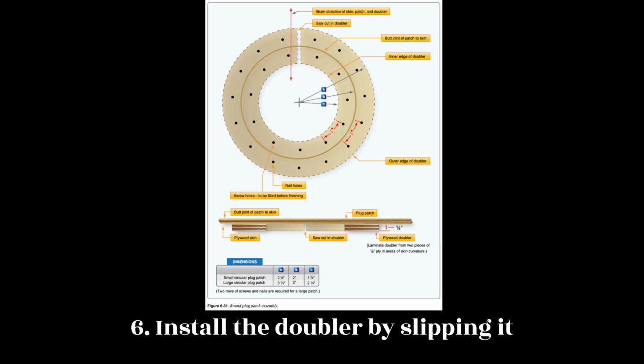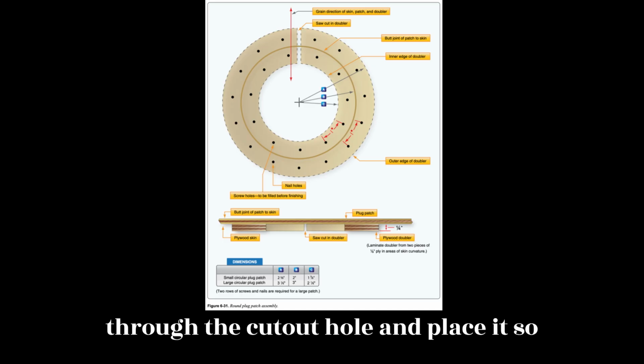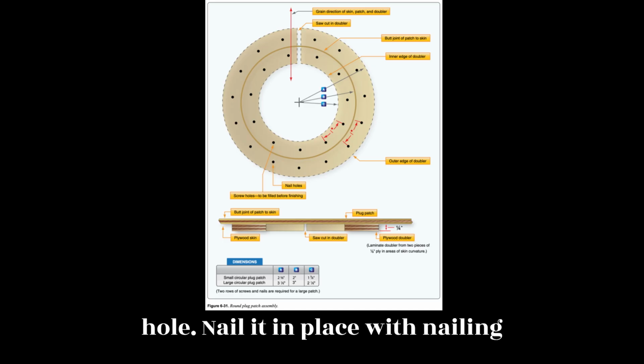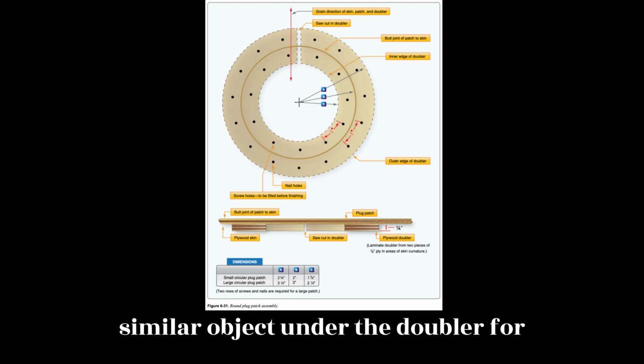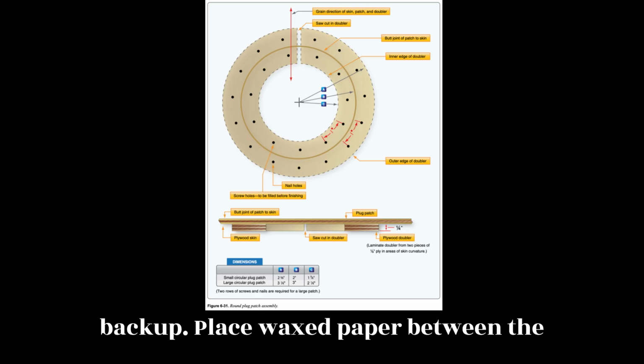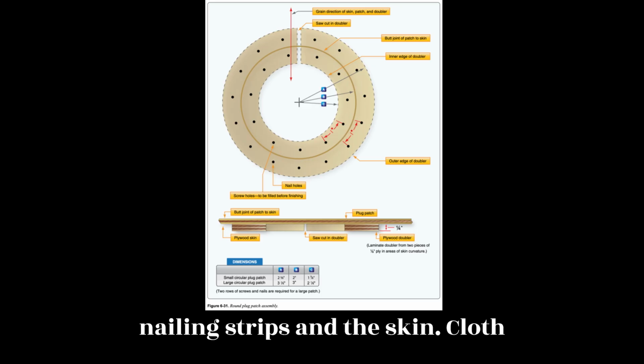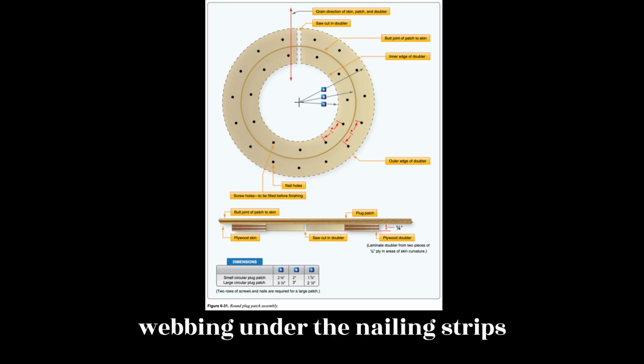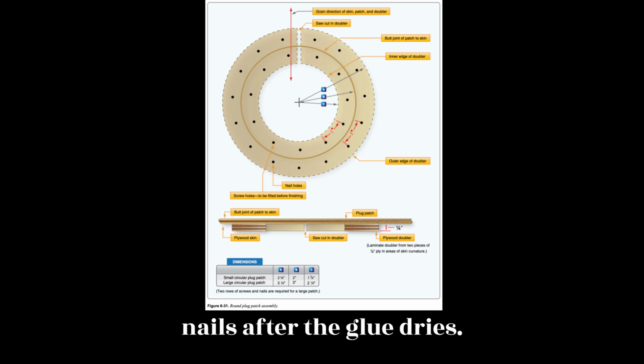6. Install the doubler by slipping it through the cutout hole and place it so that the mark is concentric with the hole. Nail it in place with nailing strips, while holding a bucking bar or similar object under the doubler for backup. Place waxed paper between the nailing strips and the skin. Cloth webbing under the nailing strips facilitates removal of the strips and nails after the glue dries.